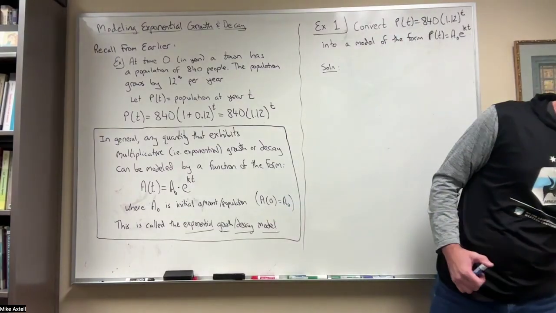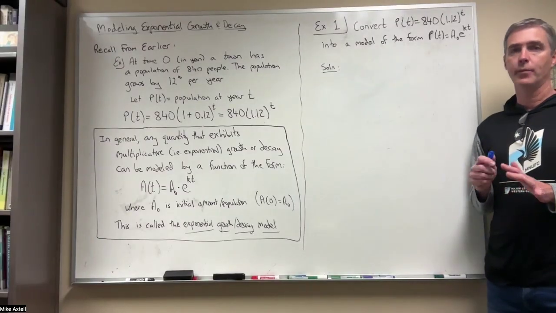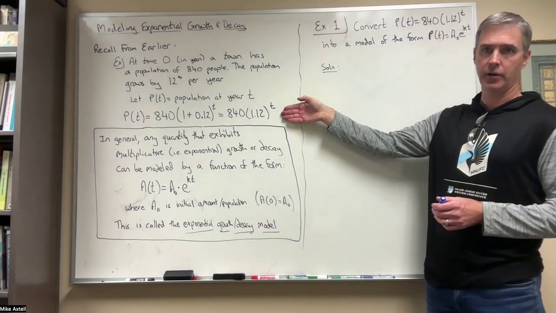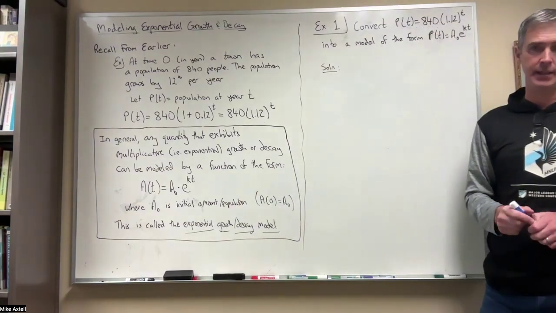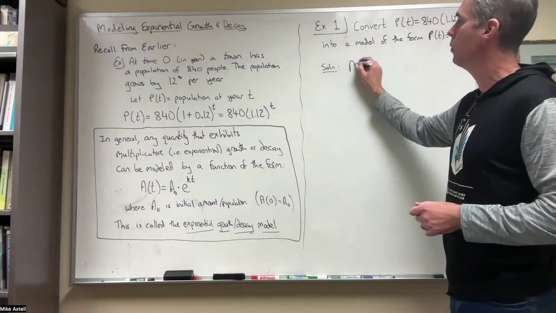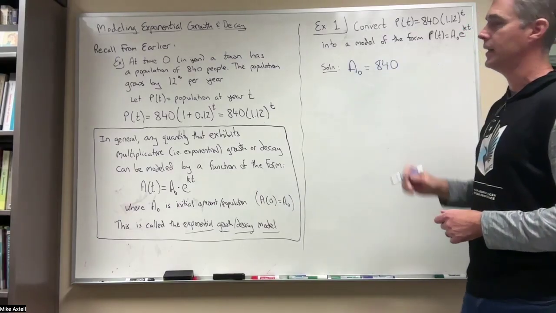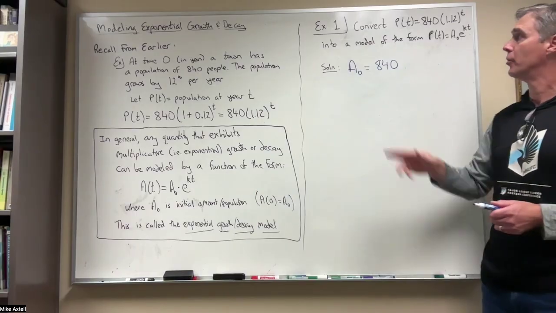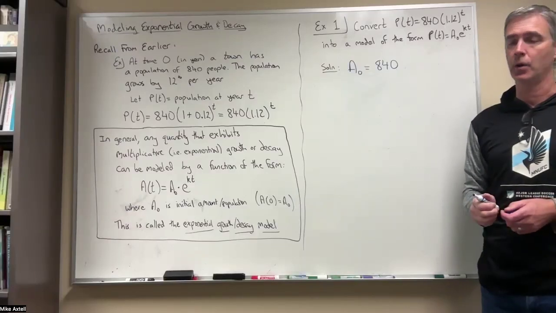All right, why don't you copy that down? What I'm going to try and do is take this function we developed over here and convert it into this standard form a0 e to the kt. First off, we know a0 is equal to 840. It's the amount present at time 0, and we were told that was 840 people, just like we used 840 in our first attempt at modeling this.